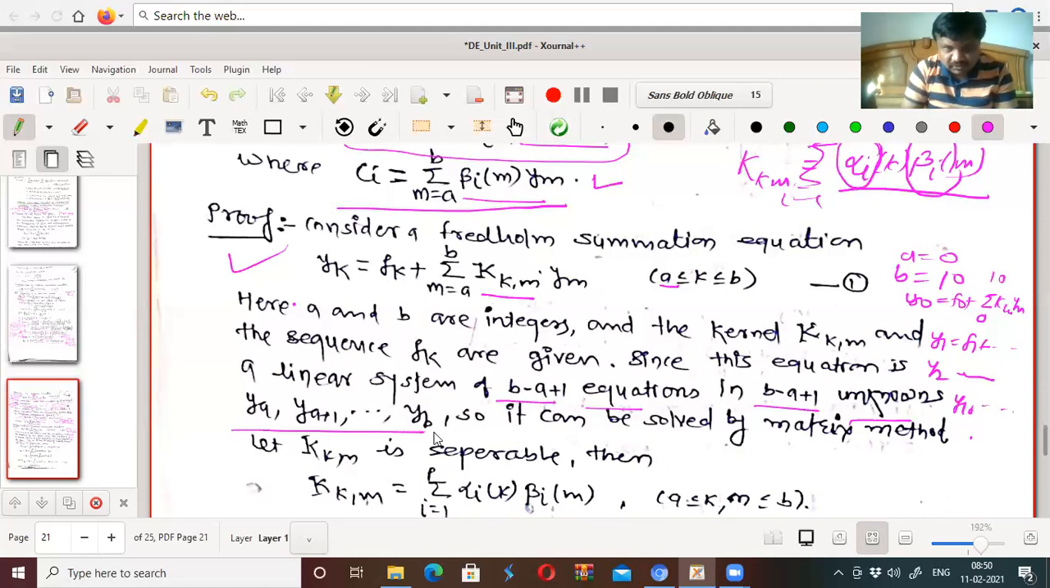Ya plus 1 up to Yb. So this can be solved by using matrix method. If you have given any system of n equations with n unknowns, you can solve it by matrix method. We can solve it by matrix.